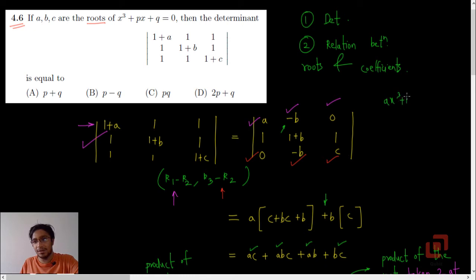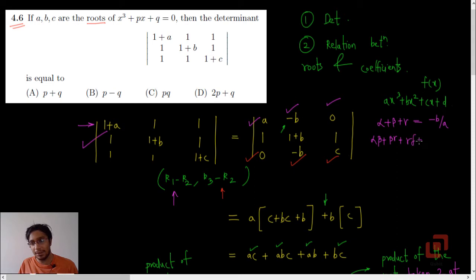Suppose our equation is ax cube plus bx squared plus cx plus d. If this is our polynomial function and we are finding the roots, then the sum of the roots, that is alpha plus beta plus gamma, is minus b upon a. Then the product of the roots taken two at a time when added, that is alpha beta plus beta gamma plus gamma alpha, is c upon a, and the product of the roots is minus d upon a.